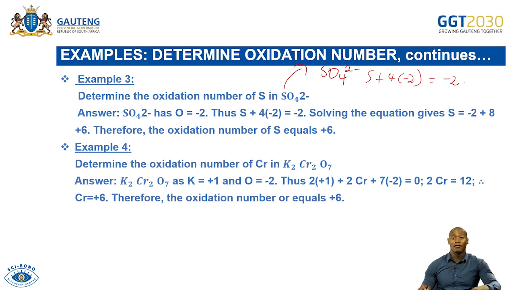Remember, now it's an ion, right? So the total of the oxidation numbers should give us -2. But if it's a neutral compound, the sum of the oxidation numbers should give us 0, right? So here sulfur is going to be plus 6. That will be the oxidation number of sulfur in a sulfate ion, right? That is example number 3.